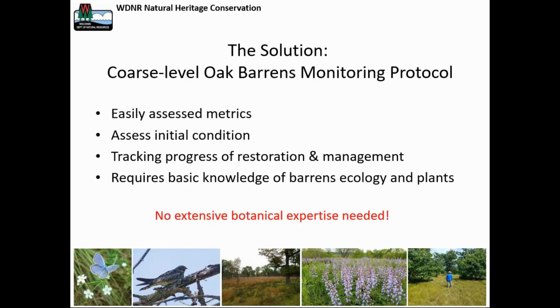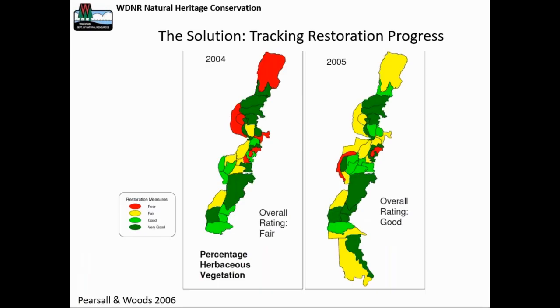So the solution we came up with, inspired by the Nature Conservancy, Forest Service, and others, was what we call a coarse level oak barrens monitoring protocol. That consists of easily assessed metrics that can be used to assess the initial condition of a site. It can be used to track progress of restoration and management against objective criteria. And it does require basic knowledge of barrens ecology and plants, but no extensive botanical expertise is needed.